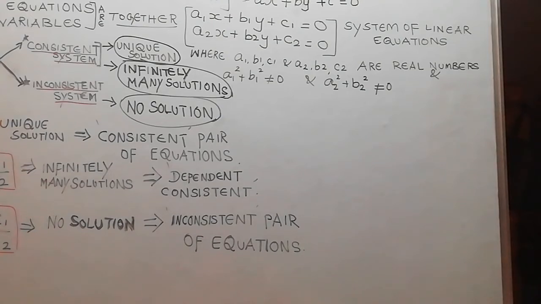So, if the system of linear equations gives a unique solution, one and only one solution, or infinitely many solutions, that system is called a consistent system. If the pair of linear equations has no solution at all, that system is called an inconsistent system. So, based on the solvability, the system can be divided into two: consistent and inconsistent. Consistent means a solution is there, that is, a unique solution or many solutions.